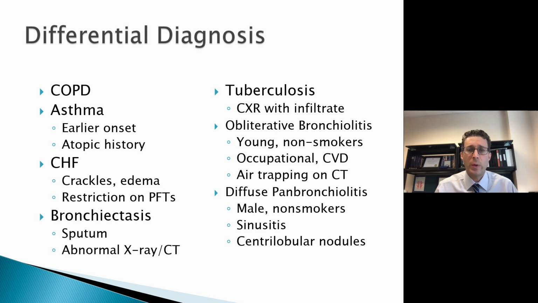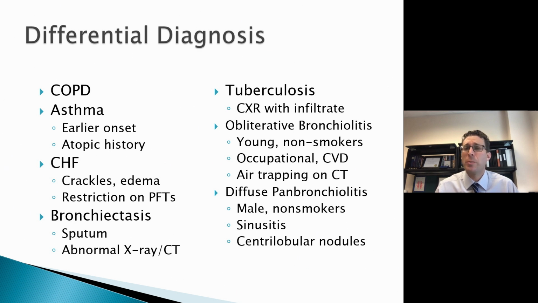Bronchiectasis is another consequence of cigarette smoking and multiple other conditions, and that could show airflow obstruction on spirometry. We would expect patients to have a chronic cough and sputum production, and chest X-ray and especially chest CT scan would show abnormalities consistent with bronchiectasis.